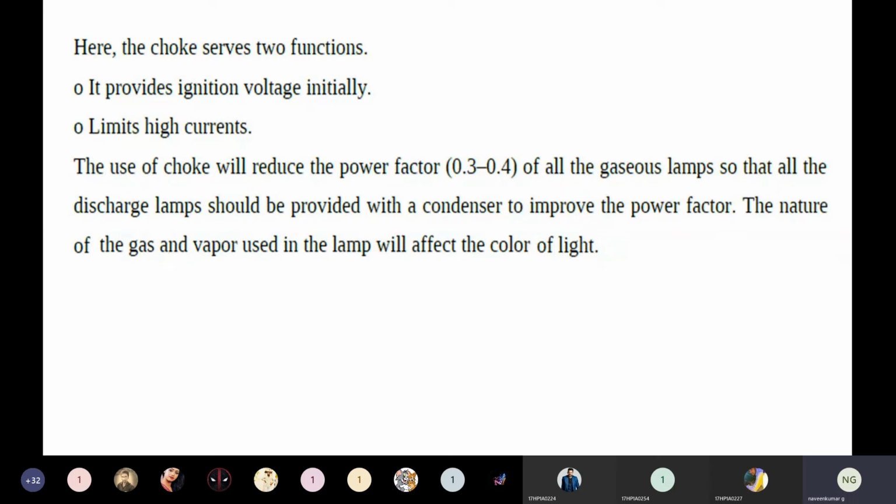So the nature of the gas or the gaseous vapor used in the lamp is going to affect the color of light. So you have different colors of light using different types of gases. We experiment and fix what light we want: a bright white, a shady yellow, a greenish light. All these different lights can be obtained from different types of gases and their vapor we can use. It may be metallic gas also.